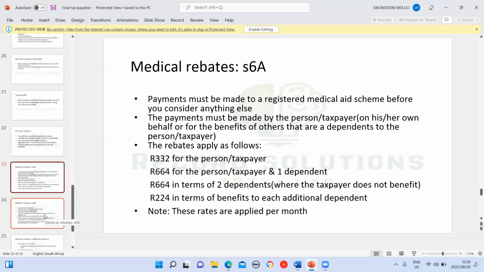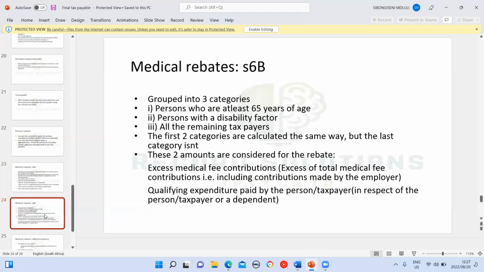So when it comes to medical rebates in terms of section 6B, this is what you have to understand. The taxpayers are grouped into three categories. There are persons who are at least 65 years of age for category I, persons with a disability factor for category II, then all the remaining taxpayers for category III. You must note that the first two categories are calculated the same way, but the last category isn't. I'll get to that on the other slides. You'll see what I mean by that.